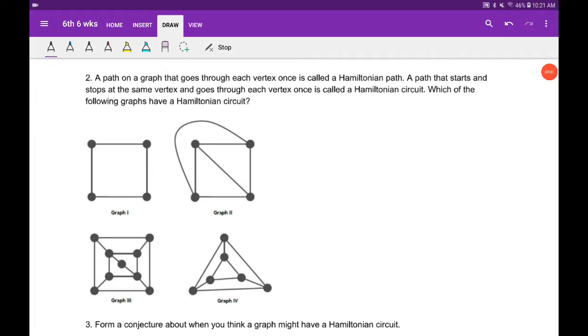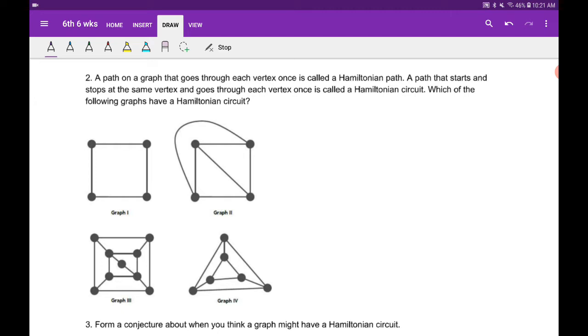All right, class. So, like I said in the last video, this one is going to be really strict, so you've got to pay close attention to the rules. On number 2, it is giving us some definitions of a Hamiltonian path. A path on a graph that goes through each vertex once is called a Hamiltonian path. So it's strictly about the vertices here.